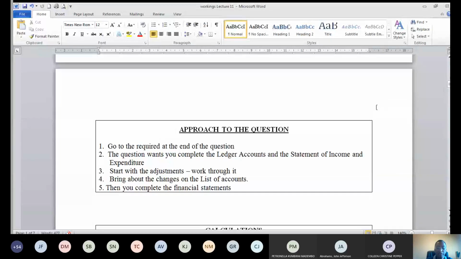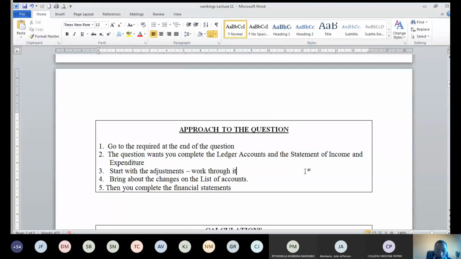On the second page, guys, your approach to the question. You go to your required at the end of the question. The question wants you to complete ledger accounts. They ask you to do the membership fee ledger account, and also they ask you to do a trading statement. And then the question wants you to do the statement of income and expenditure.